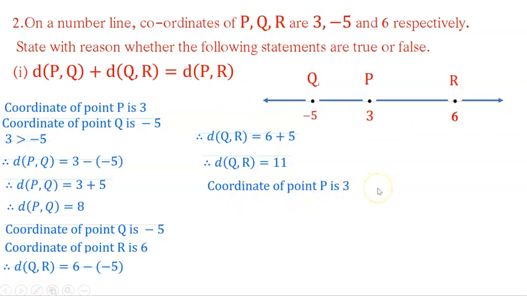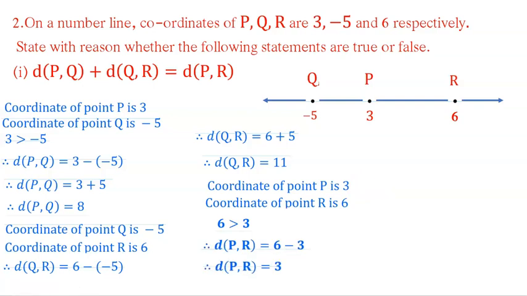Coordinate of the point P is 3. Coordinate of the point R is 6. Therefore, 6 is greater than 3. Distance PR is equal to 6 minus 3, that is equal to 3. Okay. Now we will see this.